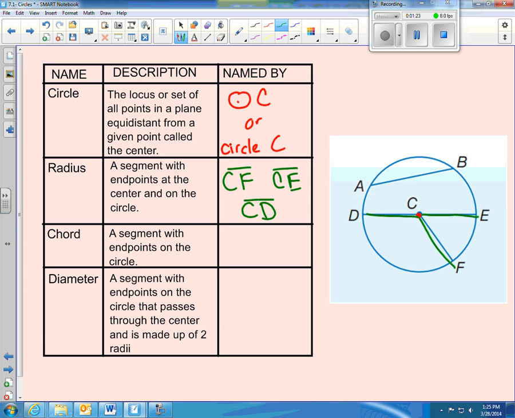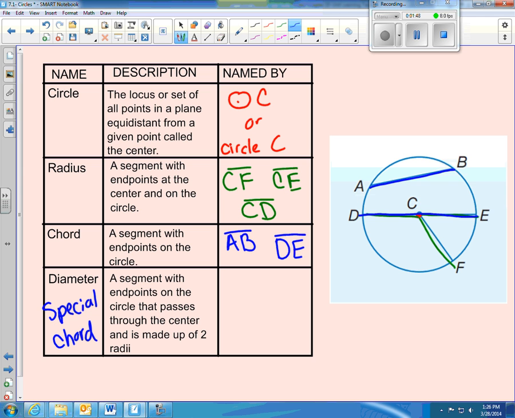Then we have what's called a chord. It's a segment with endpoints on the circle. So a chord doesn't have to go through the center, like we could have AB. That's a chord. We also have DE, and that just happens to go through the center, and so that's going to be the diameter, which is a special chord.